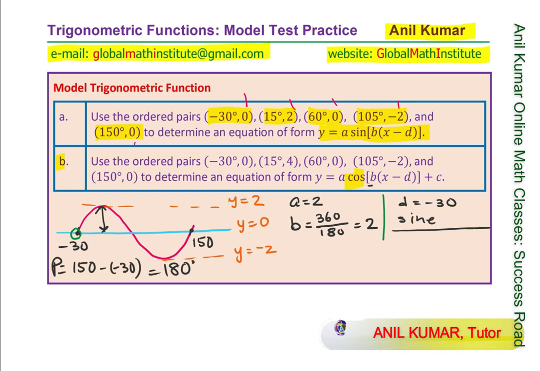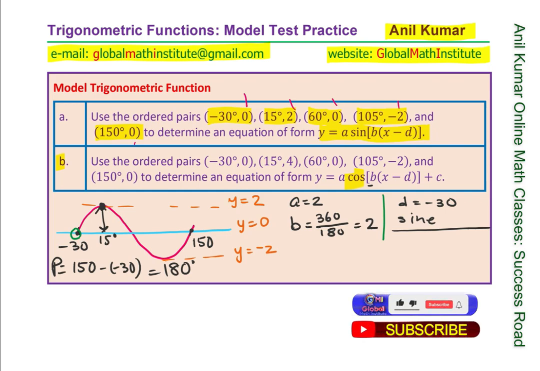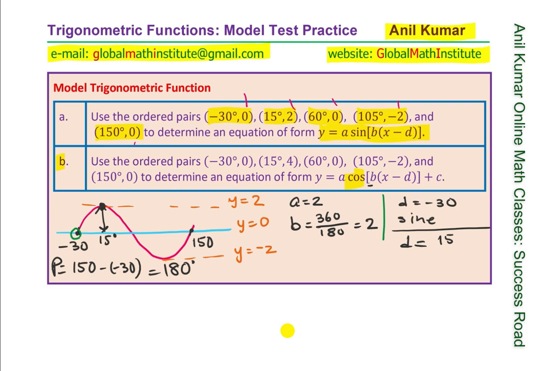As far as the cosine wave is concerned, the cosine wave starts from the top. You get the idea. And this point here, the maximum is at (15, 2), right? So this is at 15 degrees. So for the sine wave, this is minus 30. But if you look at the cosine wave, in that case, D is equal to 15, since the maximum is at 15. So I think with that, you should be in a position to write down the equation, correct? So I'd like you to write down the equation and then look into my answer.